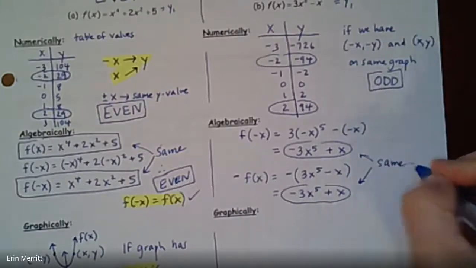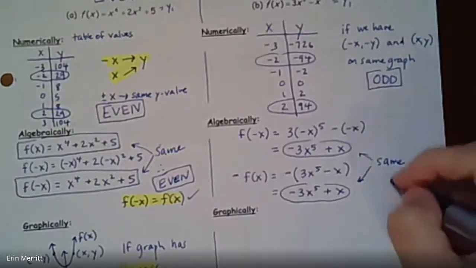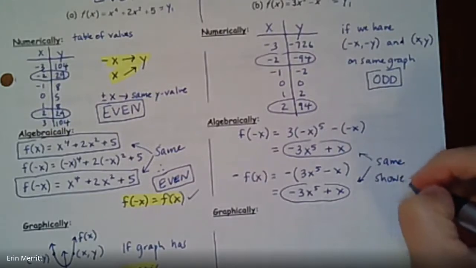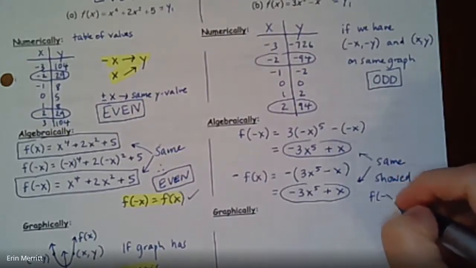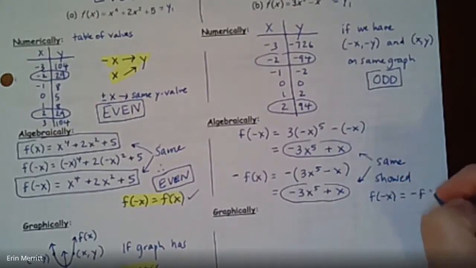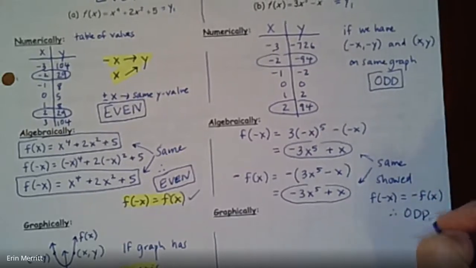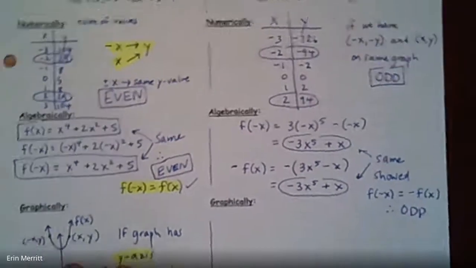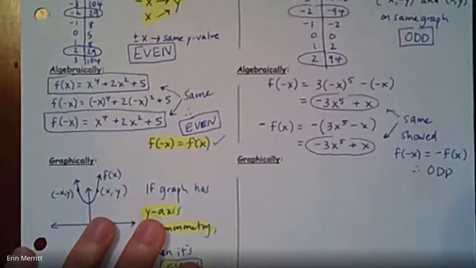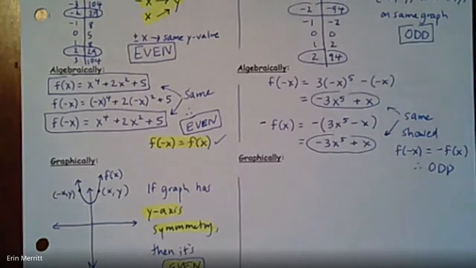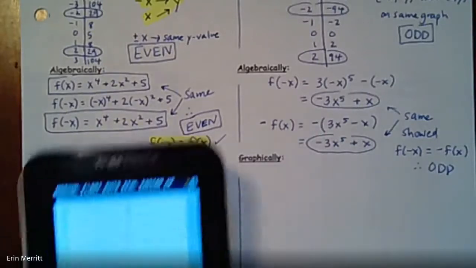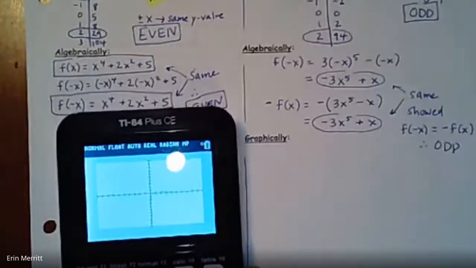All right. So what we're showing is that f of negative x is equal to negative f of x. That's another case where we'd say, yep, that is literally the definition of an odd function right there. Right? And then graphically. So last thing, go ahead and hit graph because you should have your nice window from last time.